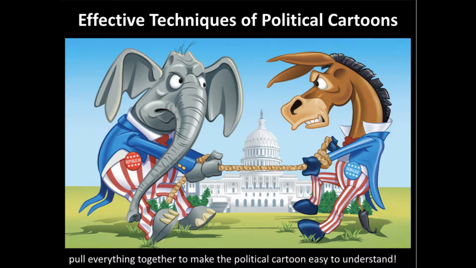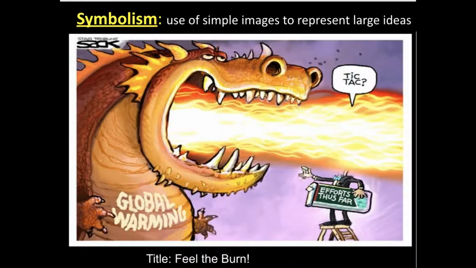Now that we've taken a look at effective political cartoons and the things we need to have in them, we're going to focus on techniques. Techniques will pull everything together to make the political cartoon easy to understand and focus it, much like propaganda techniques did in propaganda. Let's start with the first one, and one that's used a lot, that of symbolism. Symbolism is the use of simple images to represent large ideas.